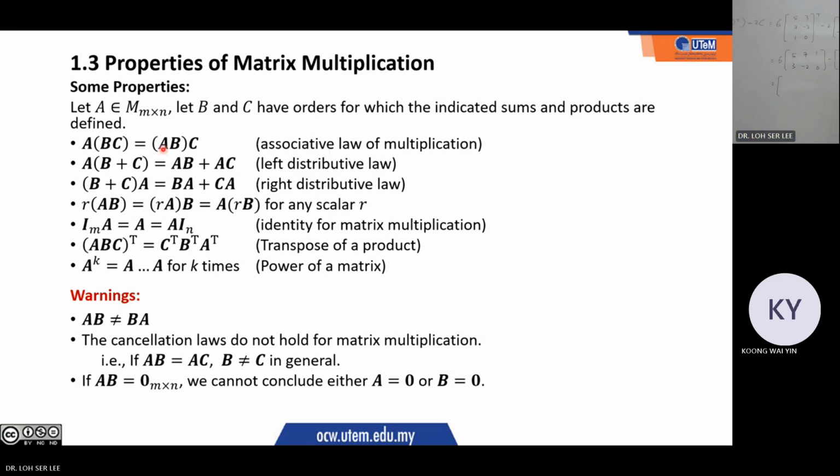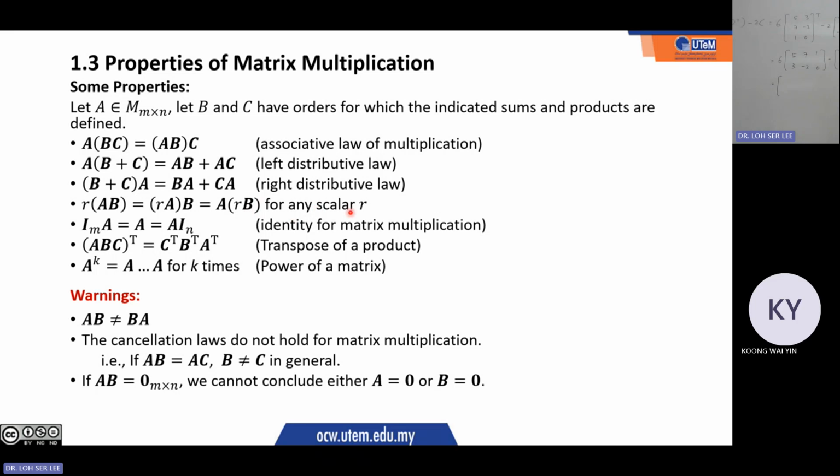Associative law means no matter whether you solve the last two or the first two first, you will still get the same answer. Distributive law: A times B plus A times C. No matter whether it comes from the left or from the right, AB plus AC, you will still get the same answer. That is the distributive law.